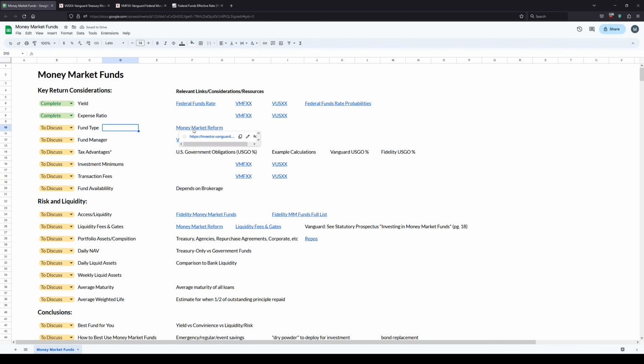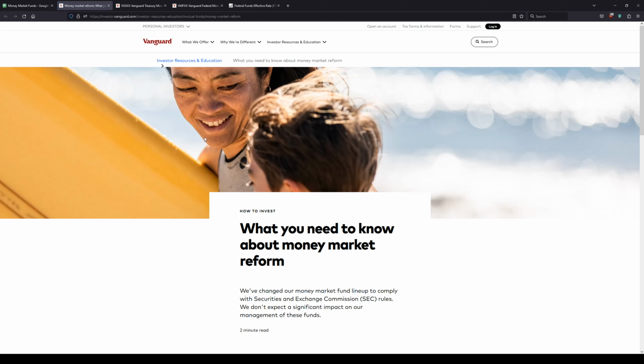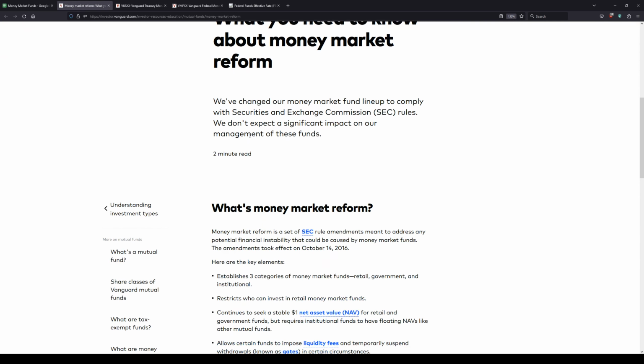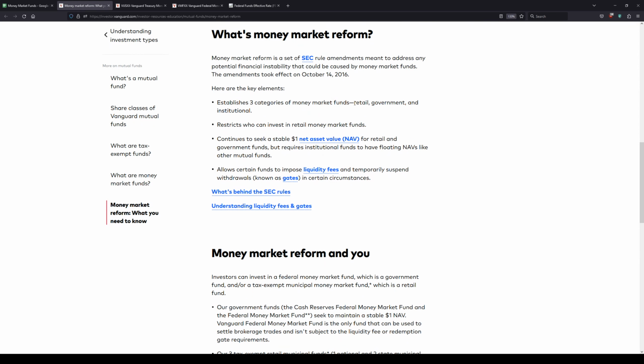And this is a little complicated because there's been some money market reform that has changed some of the rules around money market funds, particularly which type of money market fund. So Vanguard has a nice little summary that we'll be using here. And effectively, the three types of money market funds are retail, government, and institutional.